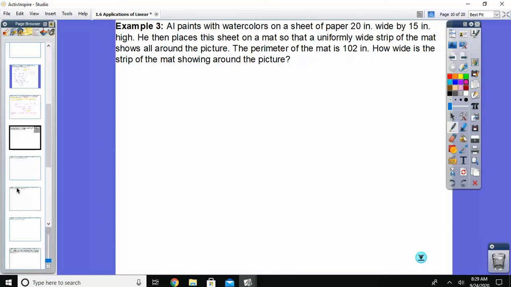So Al paints with watercolors on a sheet of paper 20 inches wide by 15 inches high. What should I do right there? Let's draw that. We have this rectangle. It's 15 inches tall and 20 inches wide.